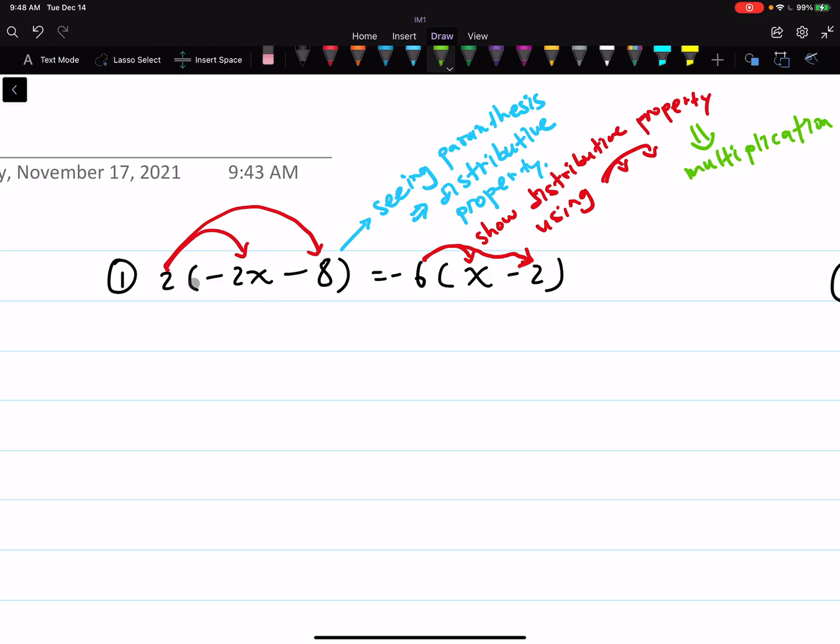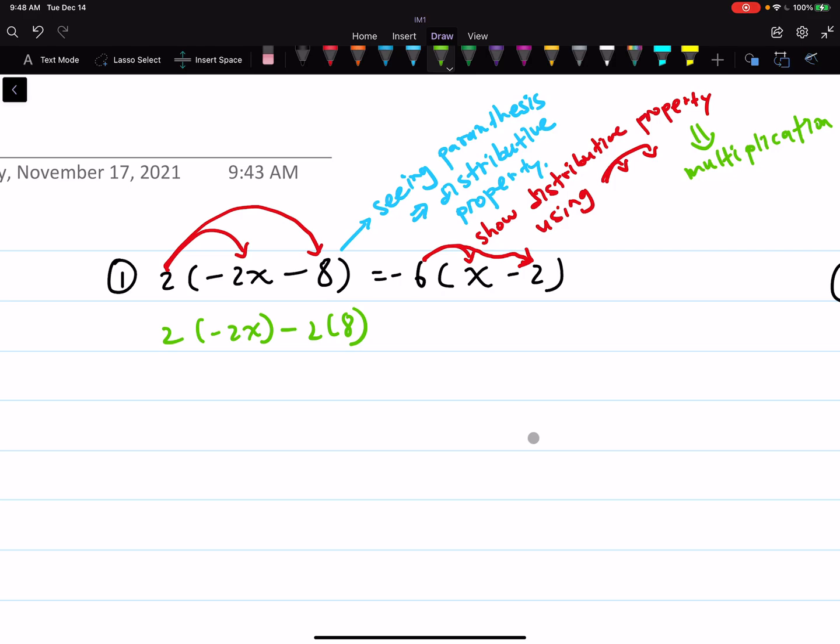So here you go. 2 times negative 2x, and you got that minus, or you can make this into a negative 8. That's up to you. I'm just going to put that as a minus 2 times 8. You guys see that? So 2 times negative 2x, and 2 times 8. And then just bring that subtraction sign down there. And then if you wanted to, you could always change the subtraction sign into addition negative.